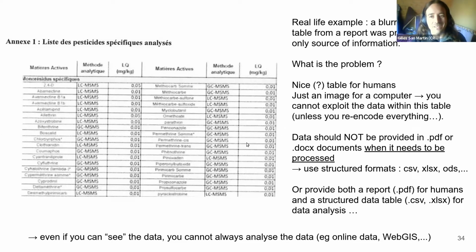So the idea here is that for this kind of data, it should be provided in a structured format and not as a table in a PDF, for example. But I understand that, if you are a lab providing this service to clients, some clients will expect and demand a table like that in a PDF report. Probably, in that case, the best behavior is to provide both: a nice looking table for humans in a PDF, but also a structured data table in a CSV file or an XLS file or something like that.